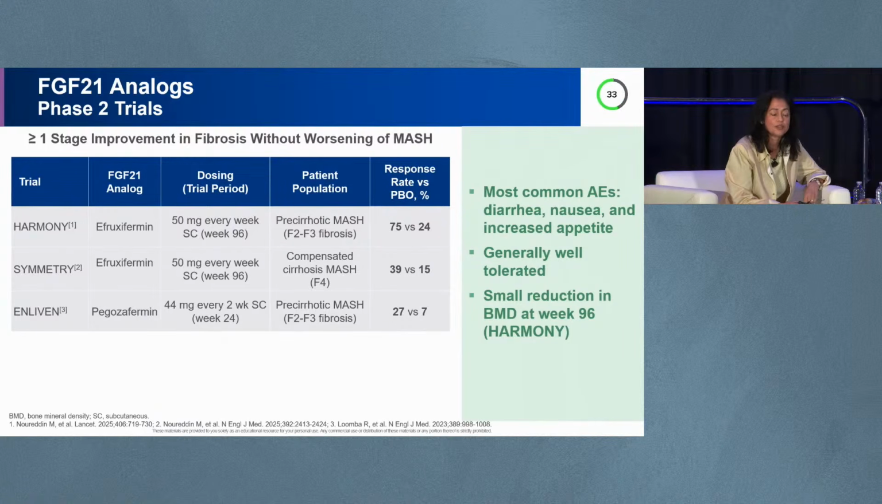And then the Symmetry, which is now compensated cirrhosis, and I think we could discuss this, but this is the most exciting thing because many have hit the cirrhosis graveyard, and so it's nice to see a pharmacologic therapy that is showing some promise on cirrhosis reversal. And there they have 39% kind of went from F4 to F3 versus 15% in placebo. And then pegozafermin, now you have this 2-week administration, and there in pre-cirrhotic MASH, you see 27% versus 7% in placebo.